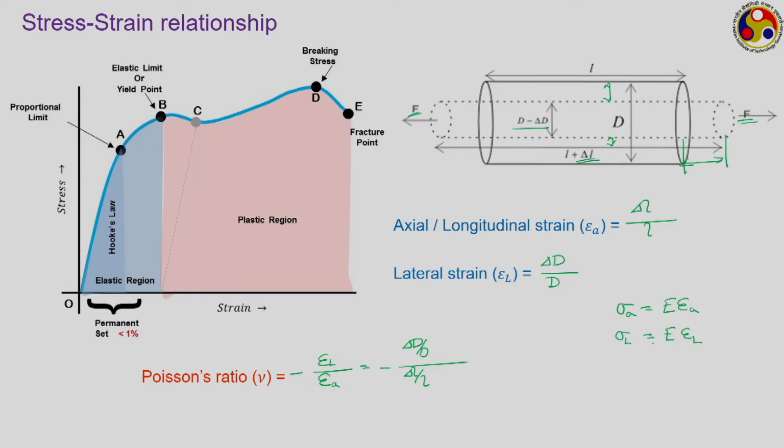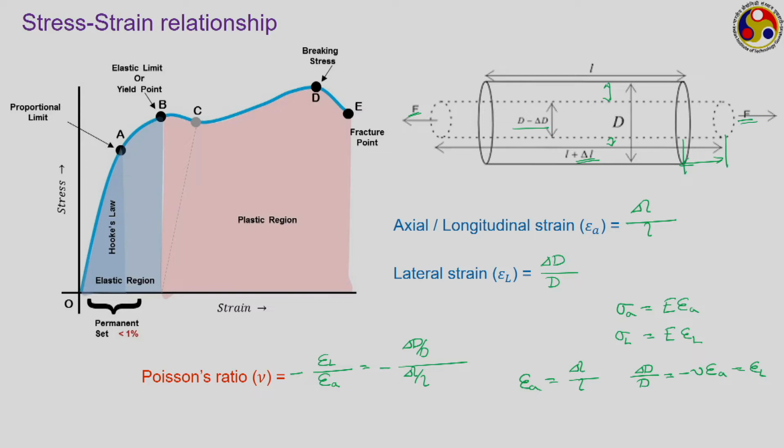And also, once we know one of the strains, we can always calculate the other one in terms of the Poisson's ratio. Suppose we know here that epsilon A is given as delta L upon L. Now, how can we define the ratio delta D upon D? That can always be represented as minus nu times epsilon A, which is our epsilon L.